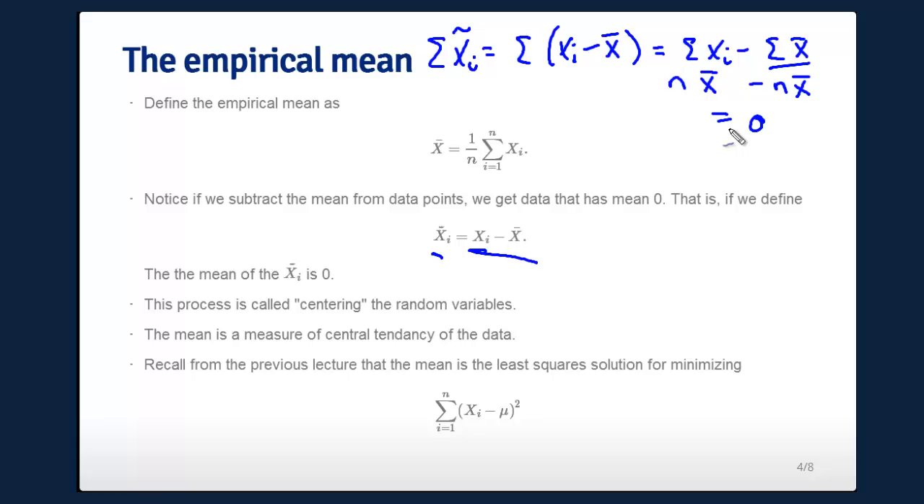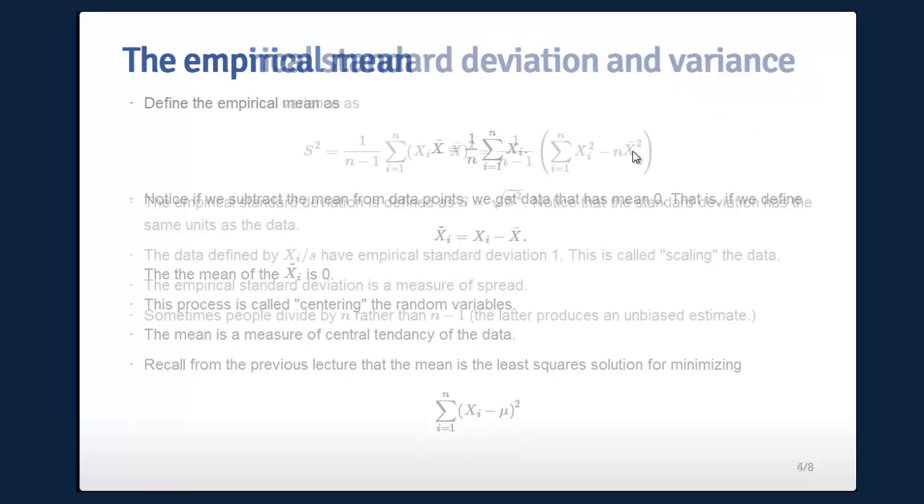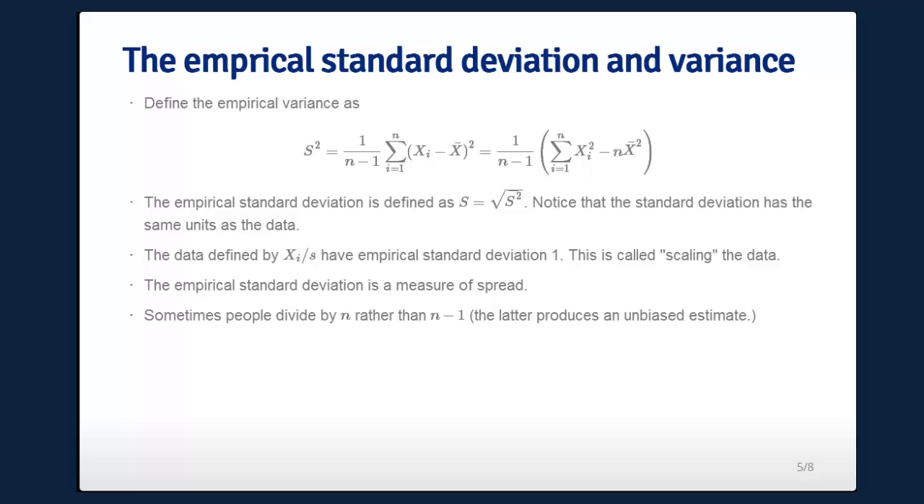The sample mean is, of course, a measure of central tendency of the data. It's an attempt to define the middle, and in the previous lecture, we said that the mean, in fact, was the least squares solution for minimizing that equation right there. Just to remind ourselves, hopefully none of this is news to you, we could also define the empirical standard deviation, which is almost, but not quite, the average squared deviation of the observed data minus the mean. Here we're dividing by n minus 1 instead of n.